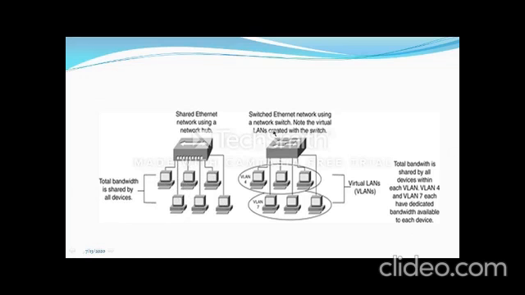Switched Ethernet network using a network switch. This is a network switch. Virtual LANs are created with the switch. Virtual LANs, VLANs. These two are different LANs but appear to be connected to the same physical layer. That is virtual LANs. The total bandwidth is shared by all devices within each VLAN. VLAN 4 and VLAN 7 each have dedicated bandwidth. These VLAN 4 and VLAN 7 have bandwidth available to each device.